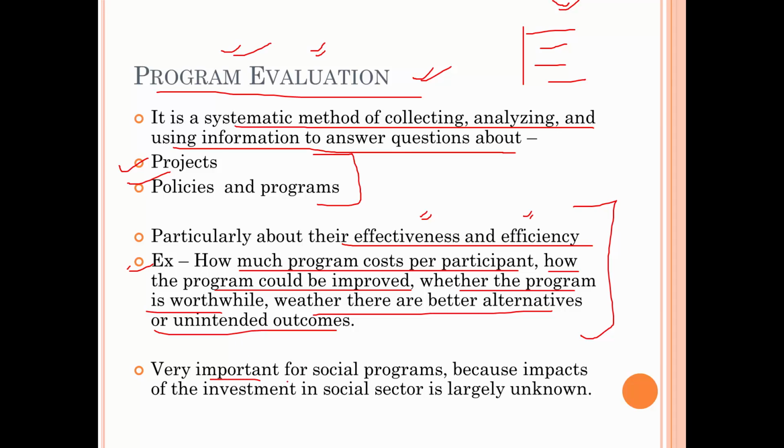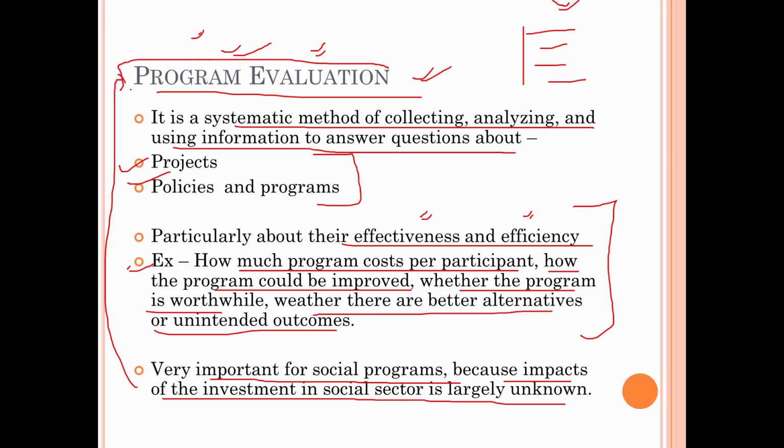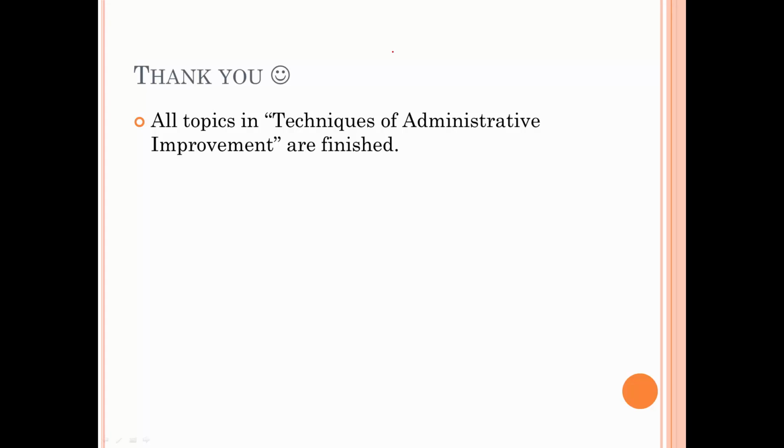This is very important for social programs, because the impacts of investment in the social sector are largely unknown. We don't know how much impact MGNREGA has on the poverty of rural areas, or the living standard, or how much it has impacted distress migration. These things can be measured by program evaluation or a program evaluator. So this topic is completed. It has a lot of dimensions. I am not discussing everything here. Just know the basics of program evaluation.